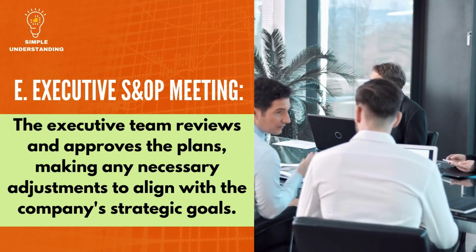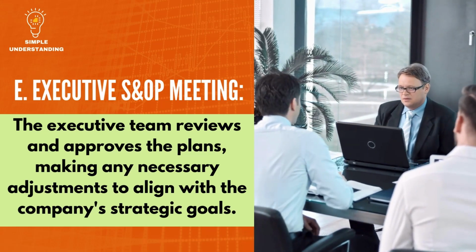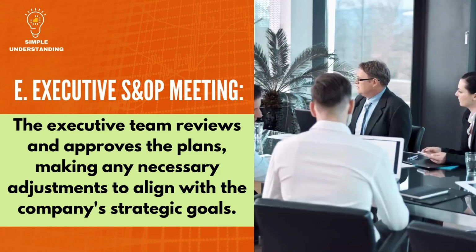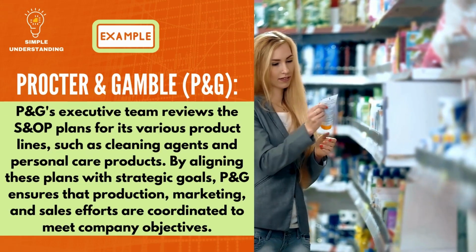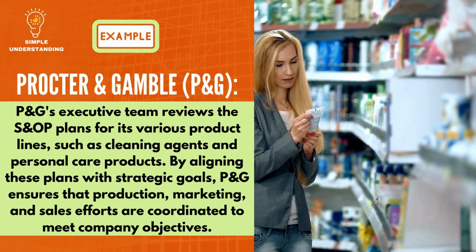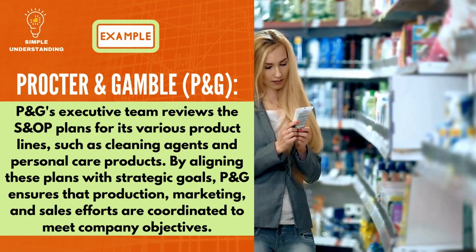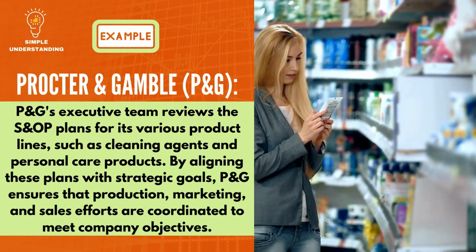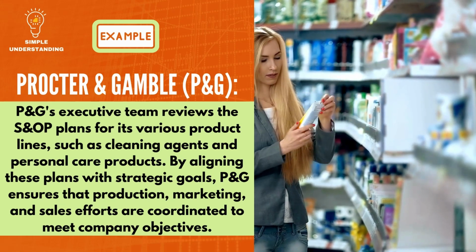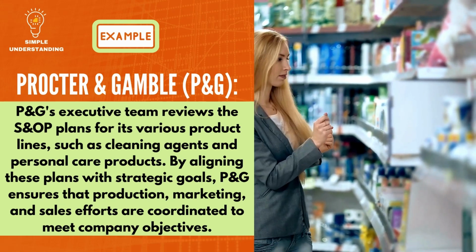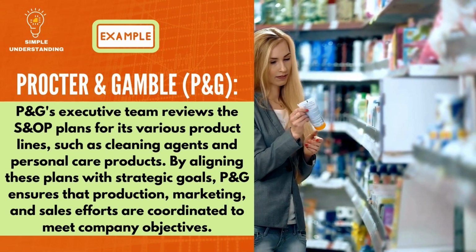Executive S&OP meeting. The executive team reviews and approves the plans, making any necessary adjustments to align with the company's strategic goals. Example: Procter & Gamble, P&G. P&G's executive team reviews the S&OP plans for its various product lines, such as cleaning agents and personal care products. By aligning these plans with strategic goals, P&G ensures that production, marketing, and sales efforts are coordinated to meet company objectives.